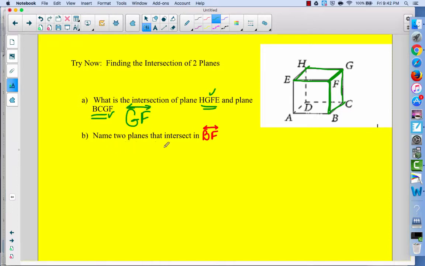All right, now I want to name two planes that intersect in BF. Okay, so I'm going to switch colors. So here's BF. So the planes have to have that as a side to them. So I'm looking, and that is a plane. So BCGF. Don't skip points. Go either clockwise or counterclockwise. Don't say BGCF. You have to say BCGF. And then the other plane that I see that has BF in it would be the front of this box. So BFEA. Okay?